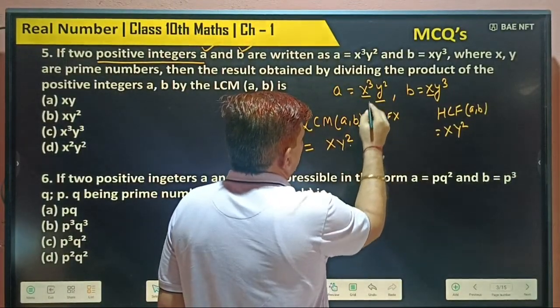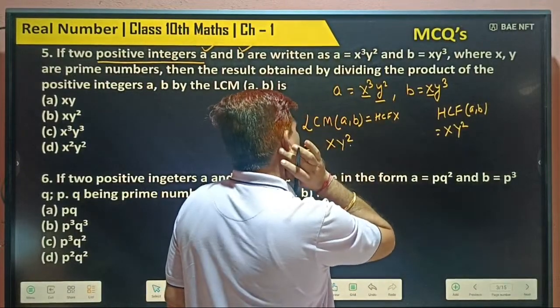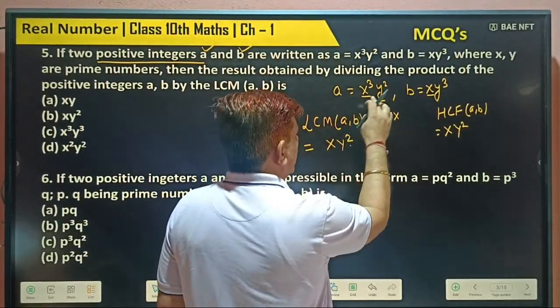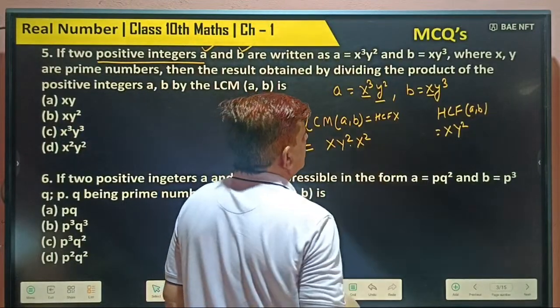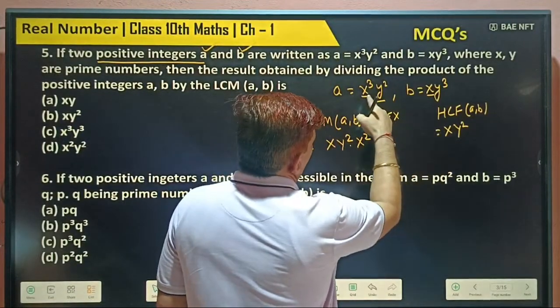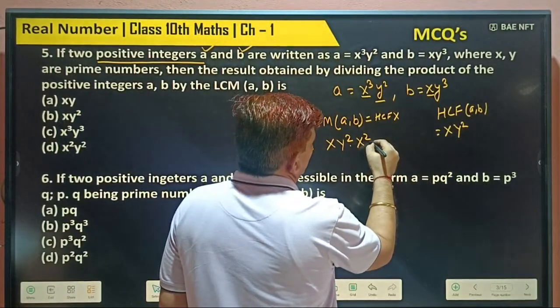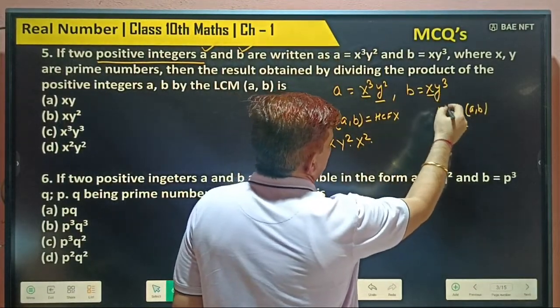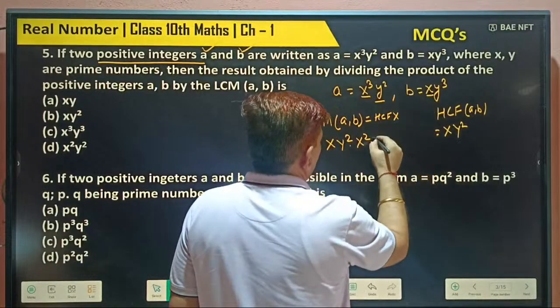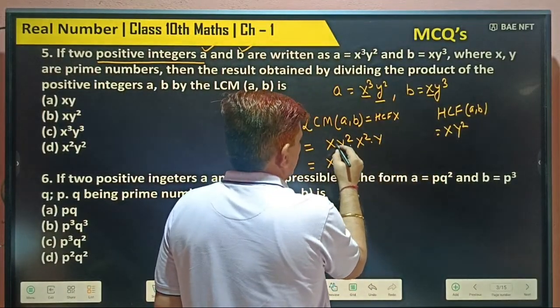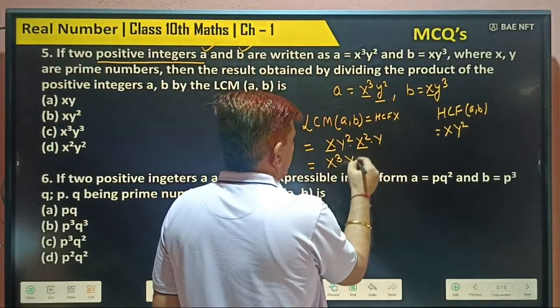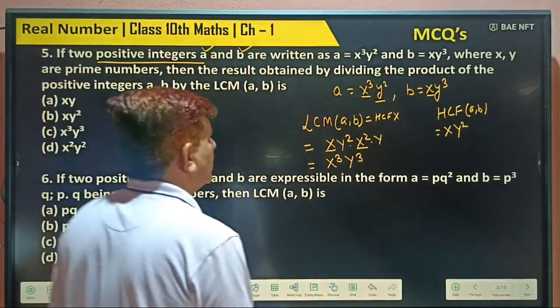Then what's coming here? x square. You have to divide this by xy square, and divide this also by xy square. So x cancels, xy square cancels, leaving y. So what's its LCM? x cube y cube is its LCM.